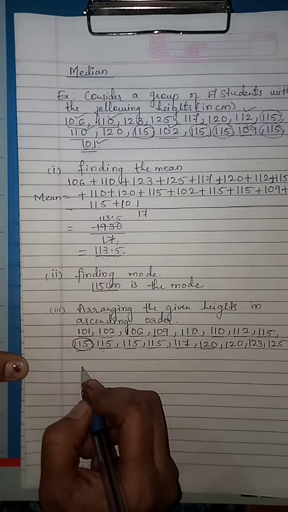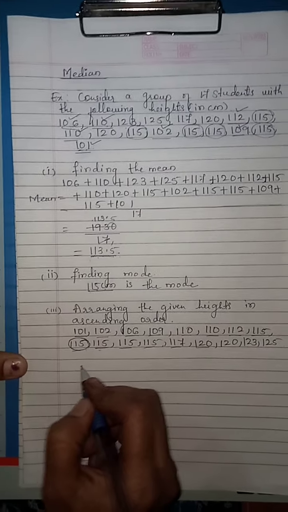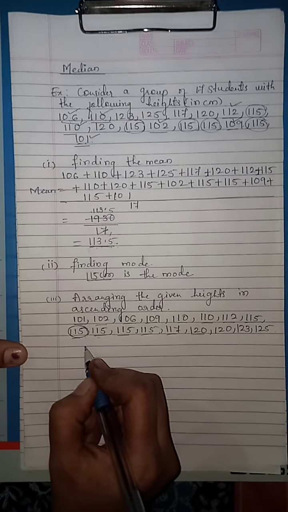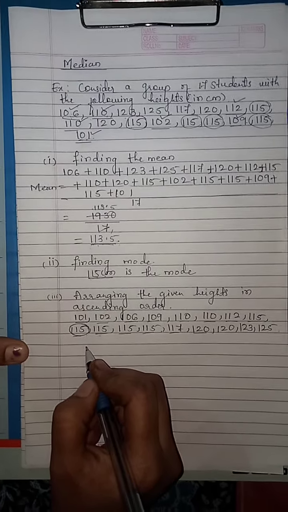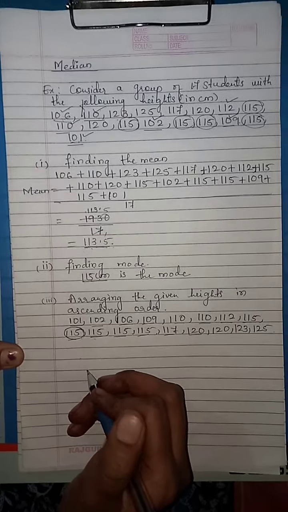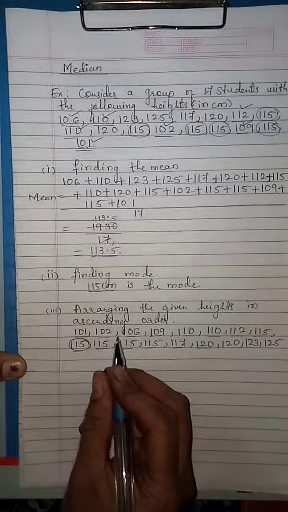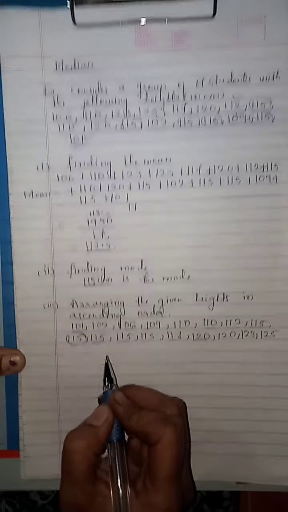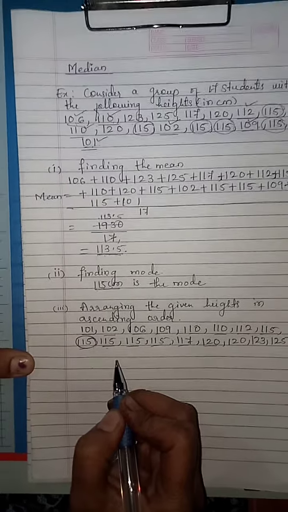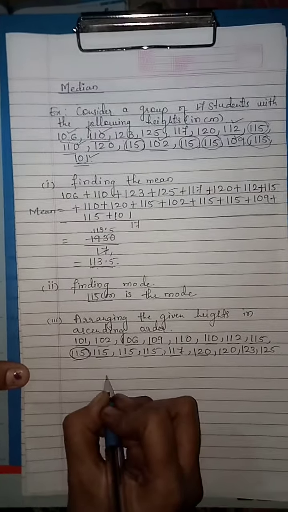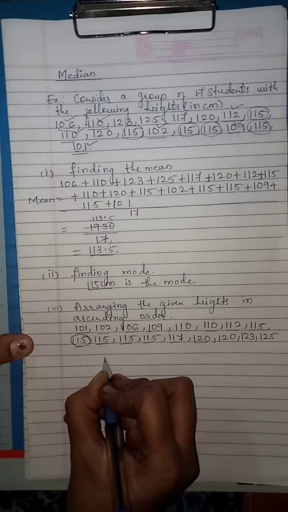Now we can define the median, children. Median refers to the value which lies in the middle of the data whenever arranged in an increasing or decreasing order. We can also say ascending or descending order, with half of the observations above it and the other half below it. You can take the definition here, children.